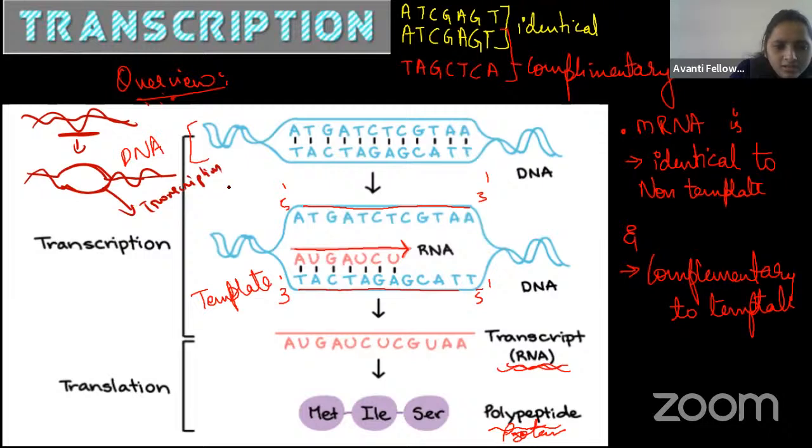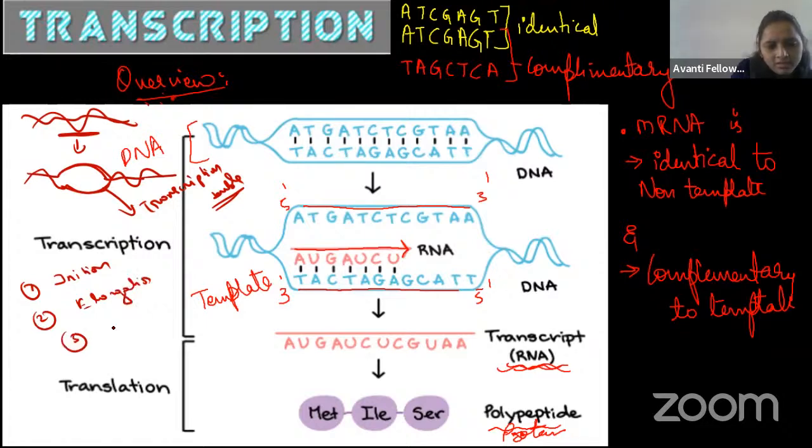Transcription bubble. Okay, guys. How is it going to happen? Let us see. So here also there will be 3 steps, the same 3 steps. One is the initiation, second one is the elongation, and third one is the termination. Okay, guys. What happens in the initiation? Let us see.